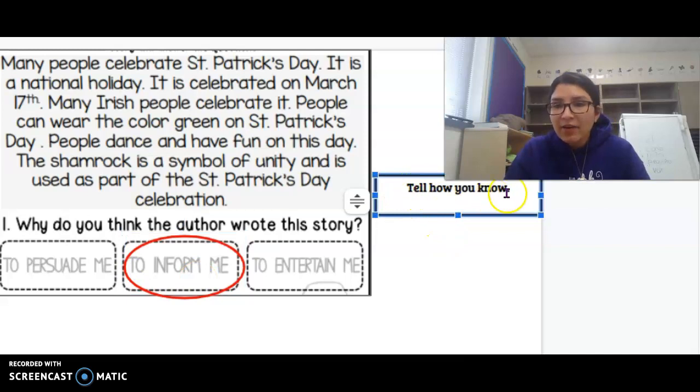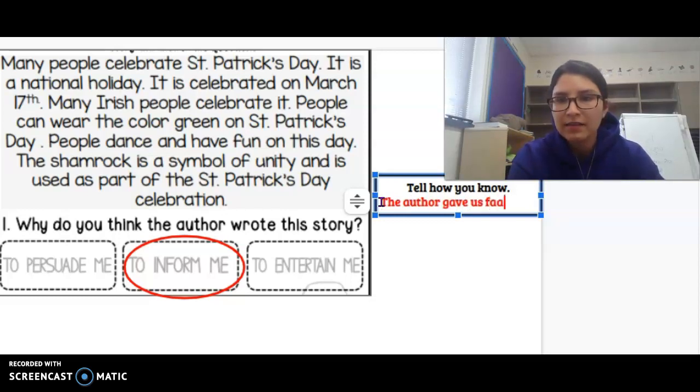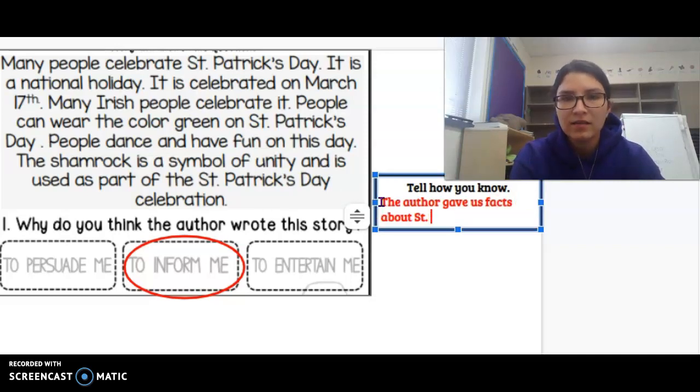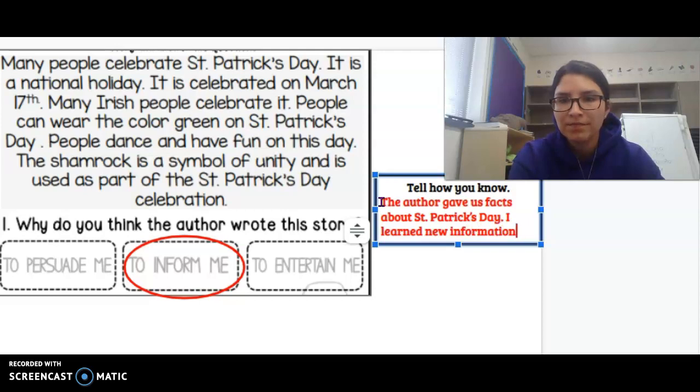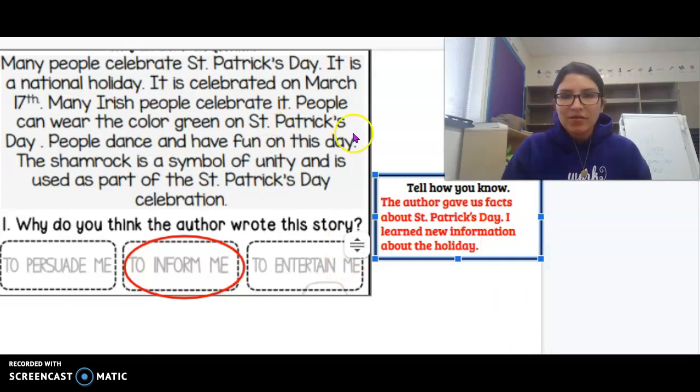All right, now it says, tell how you know. So how do we know this story was meant to inform us? I'll give you some time to think about it. All right, if you need more time, pause the video. But the author gave us facts about St. Patrick's Day. I learned new information about the holiday. All right. So, why did the author write the story? To inform us. Now, we ask ourselves those questions to help us figure out this answer.